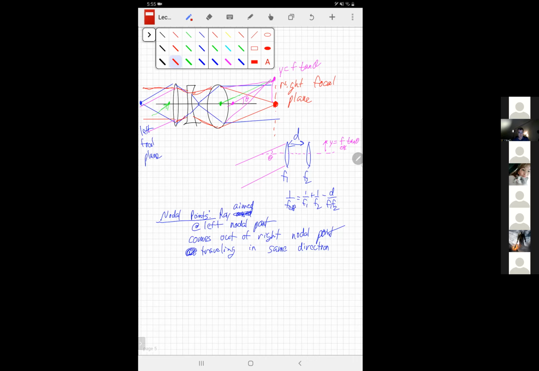Nodal points. You send in a ray pointed at that nodal point, and when it comes out on the other side, that's the point that it's traveling from at the same angle that it came in at. And you can use these to figure out where you're going to measure your S2 and your S1.